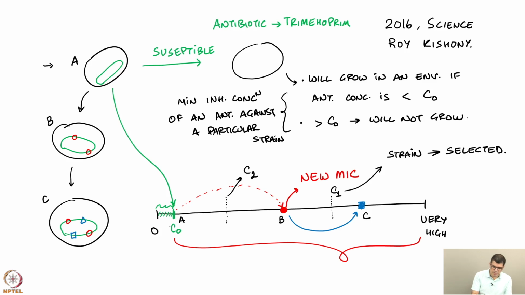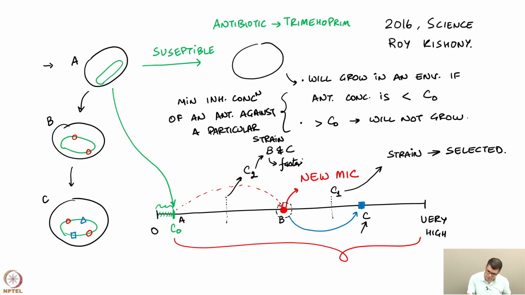Since C2 is above the MIC of A, A will go extinct, but B and C should both be able to grow in this environment, and that is indeed what will happen. But what typically happens is that increasing MIC comes at a cost. Because you are investing cellular resources towards becoming resistant, the growth rate of these two will not be equal, and typically this individual will have a higher growth rate as compared to C. So, in this environment B and C will both grow, however B will likely grow faster.